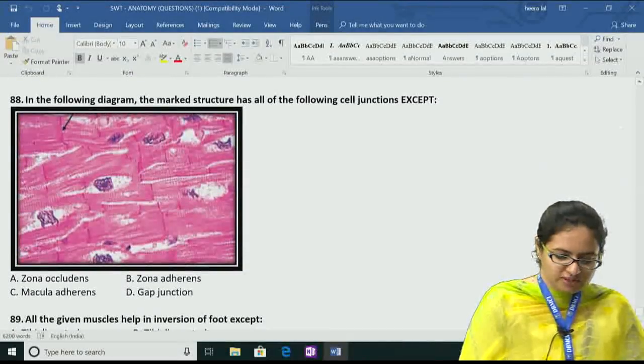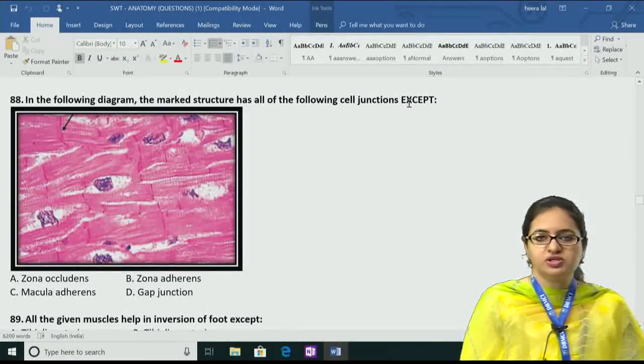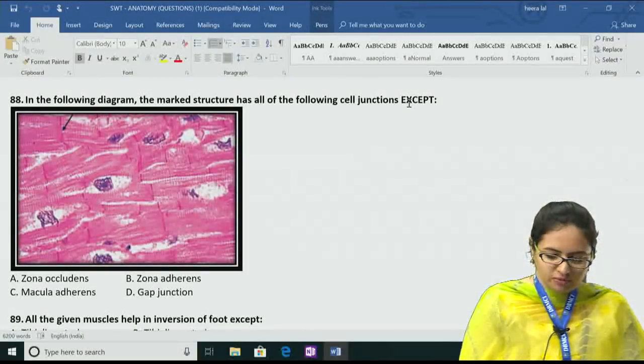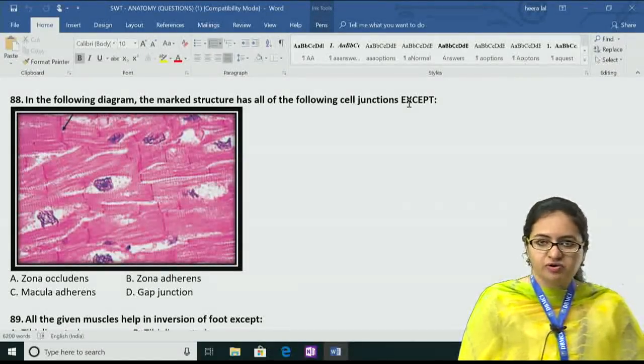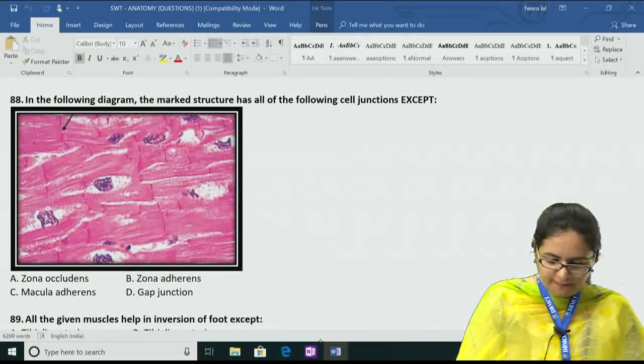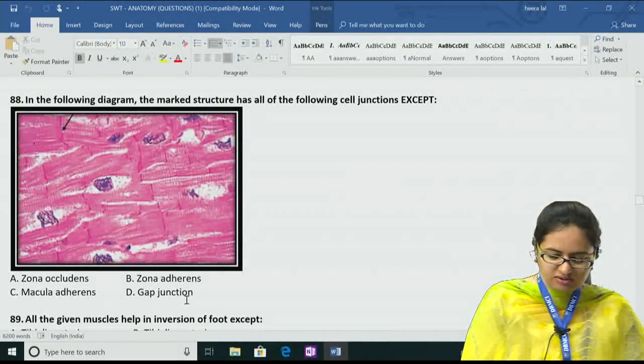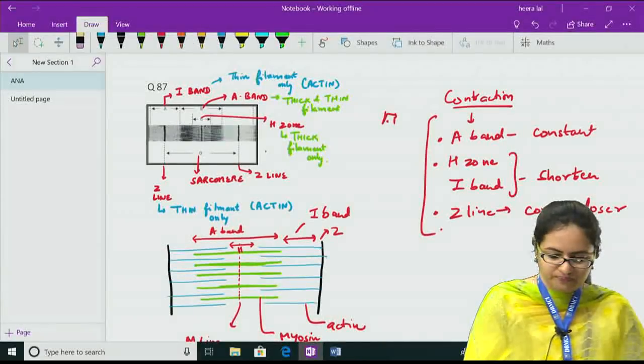Next question, question number 88: in the following diagram, the marked structure has all the cell junctions except. This histological picture is of the cardiac muscle and the arrow is on the intercalated disc. The intercalated disc has all types of cell junctions except the zonula occludens. So for question number 88, the answer is A, because it has the rest of the cell junctions, that is zona adherens, macula adherens and the gap junction, but the zona occludens is not present over here.